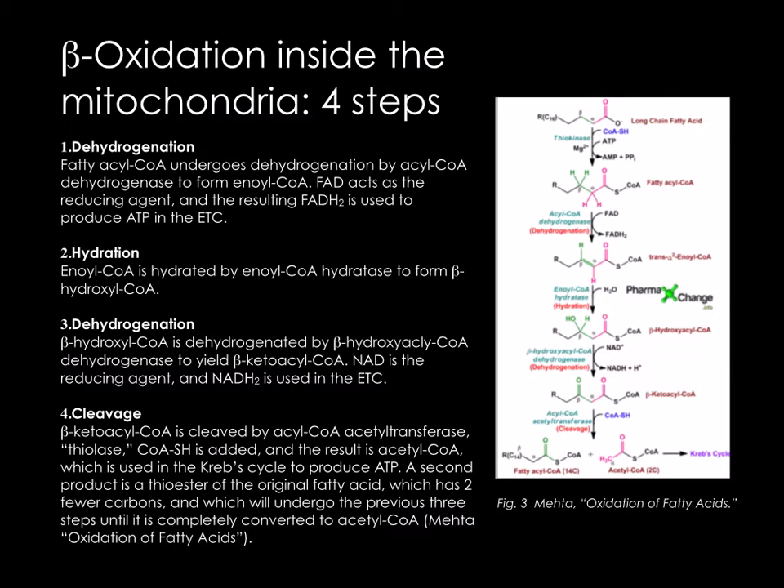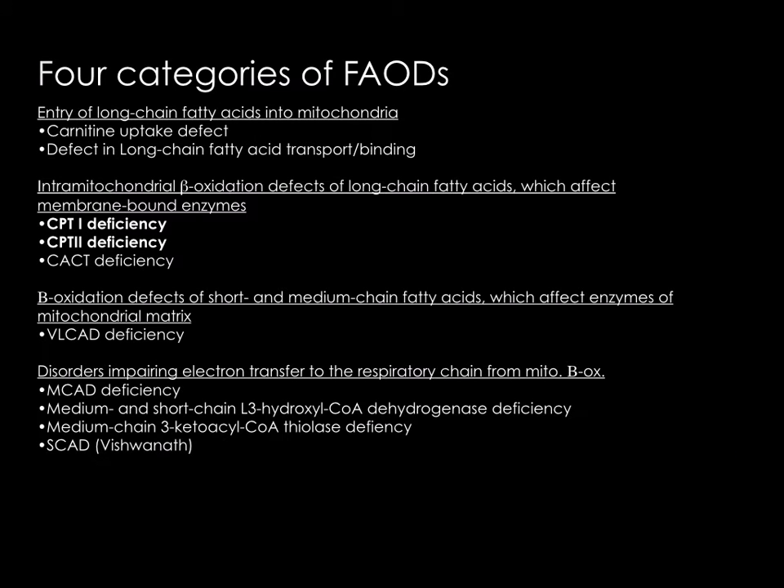So as you can see, there are a lot of different steps in beta oxidation, so there are a lot of different opportunities for things to go wrong. And when things go wrong, we get something called fatty acid oxidation disorders. Now, there are 4 categories of them, but the one that I'm going to be focusing on the most has to do with the intramitochondrial beta oxidation defects. And those are going to have a lot to do with the carnitine palmitoyltransferases 1 and 2. So the attachment of carnitine to our fatty acid and then the recycling of carnitine to be used again.